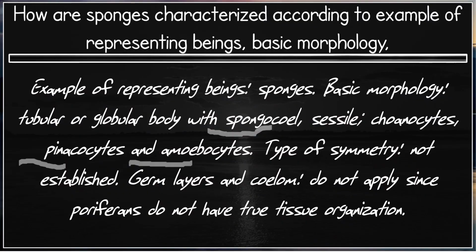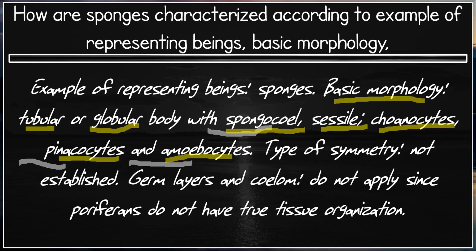Examples of representing beings: sponges. They have a basic morphology of a tubular or globular body with a spongocoel. They are sessile, with choanocytes, pinacocytes, and amoebocytes. Type of symmetry not established. Germ layers and coelom do not apply, since Poriferans do not have true tissue organization.